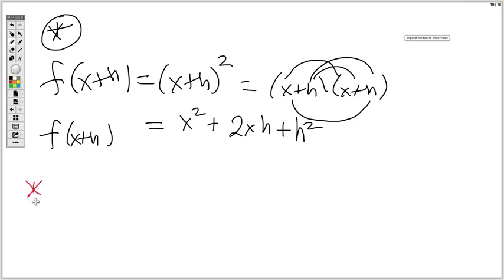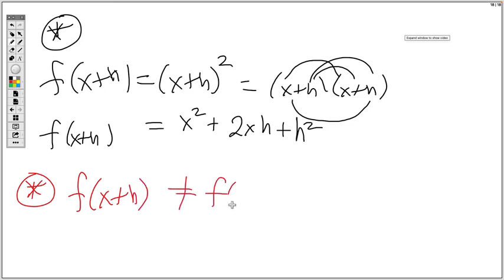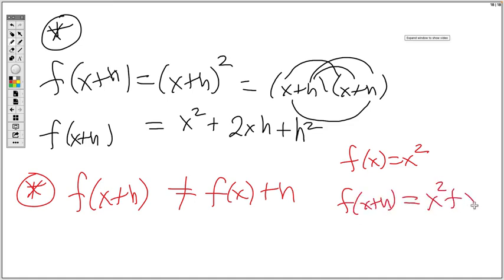And just as a warning, f of x plus h is different than f of x, plus h. The most common mistake I see in these kinds of things is if the f of x is x squared, they think of f of x plus h as being x squared plus h. That is incorrect. Here we're adding the x and h together and then plugging it into the function. Here we're taking the function first and then adding the h. You see the difference? All right?